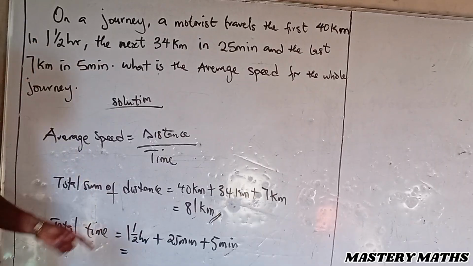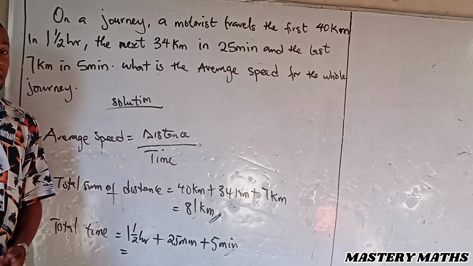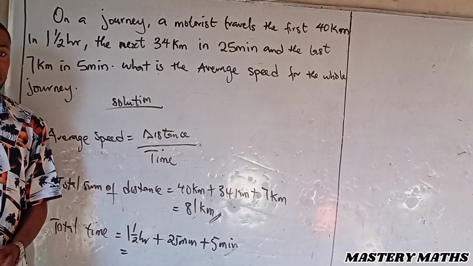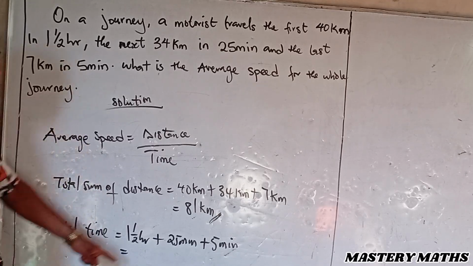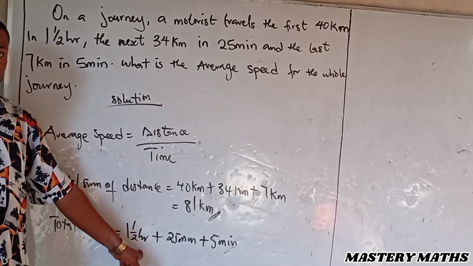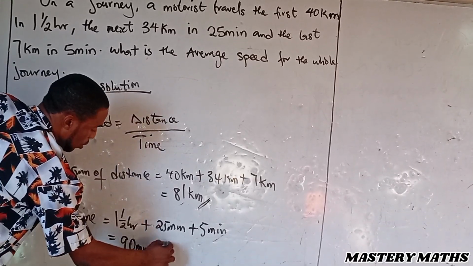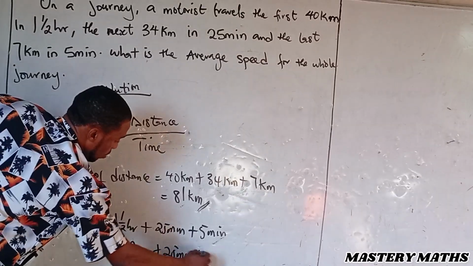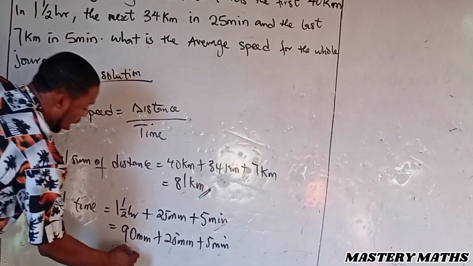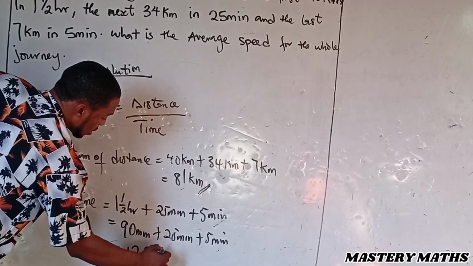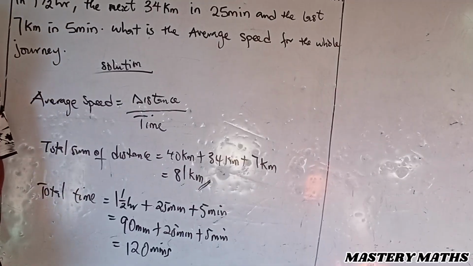So we need to change that 1.5 hours to minutes. And how do we change it? Remember, 1 hour is equal to 60 minutes. Then half of 60 minutes is 30. So you have 60 minutes plus 30 minutes, giving us 90 minutes. So 1.5 hours is 90 minutes. So here you have 90 minutes plus 25 minutes plus 5 minutes. Altogether, we have 120 minutes.